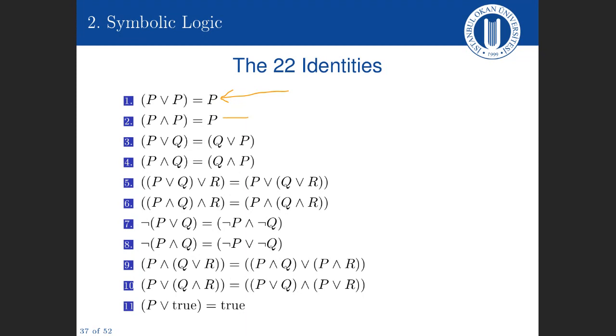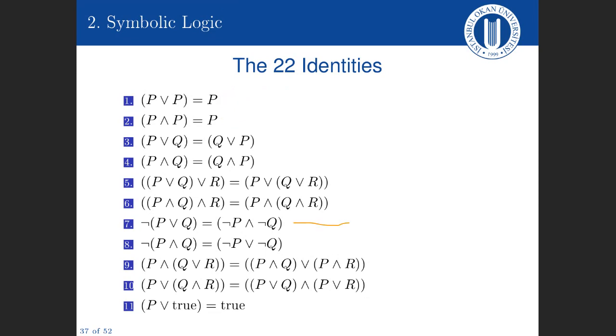P and P is equal to P. This is true for the same reason. If P is true, both left side and right side are true. If P is false, both sides are false. So these are the same. P or Q is the same as Q or P. P and Q is the same as Q and P. And if we have three propositions in brackets, it doesn't matter which order we do, with ors or ands. P or Q or R is the same as P or Q or R, and the same for ands.